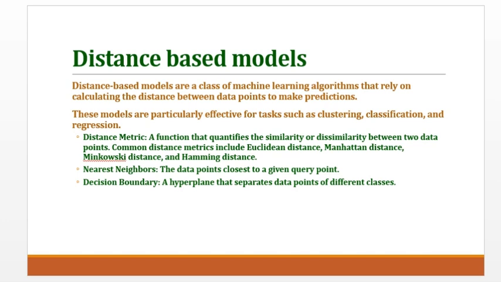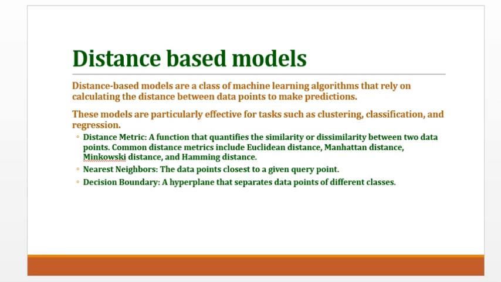Now, a few key components of distance-based models. First is the distance metric, a mathematical formula to compute the distance between 2 points in a data set. Common metrics include Euclidean, Manhattan and Hamming distance. Second is neighbors: data points closest to the query point are considered its neighbors. And thirdly is a decision boundary, which is a line or surface separating different classes based on different calculations.